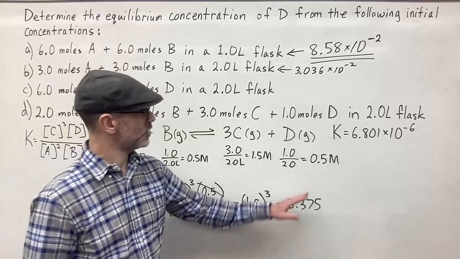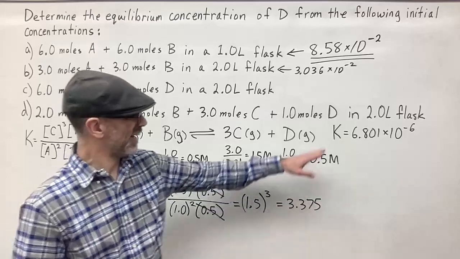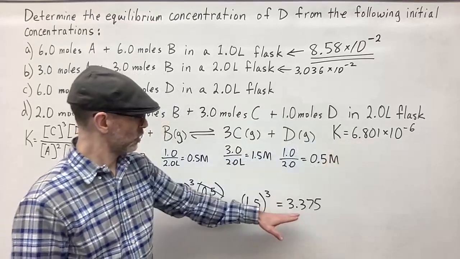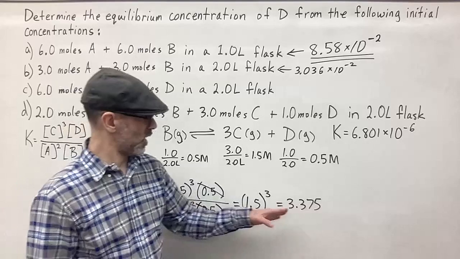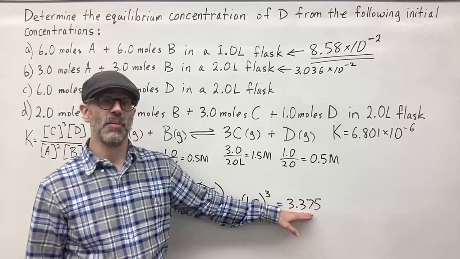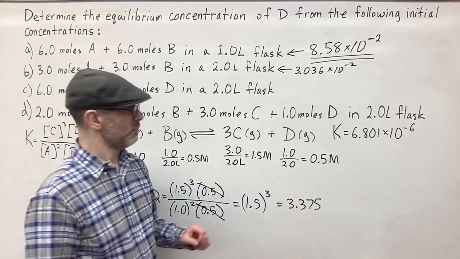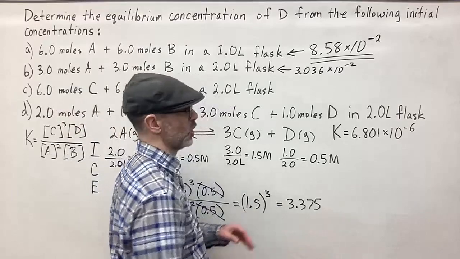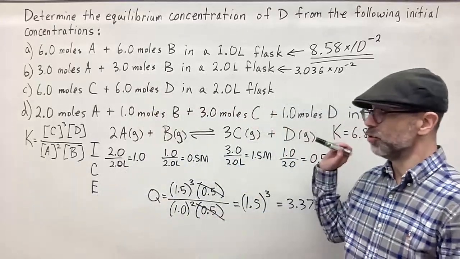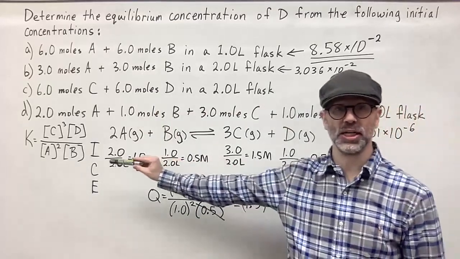We're going to compare that to K, and you'll notice that Q is much, much bigger than K, or you can see that K is much, much smaller than Q. So this tells us that we have much, much more products than expected at equilibrium. So that means that because this is so much bigger than our K value, we can assume that the reaction as it is right now is going to go pretty much to completion in that direction.